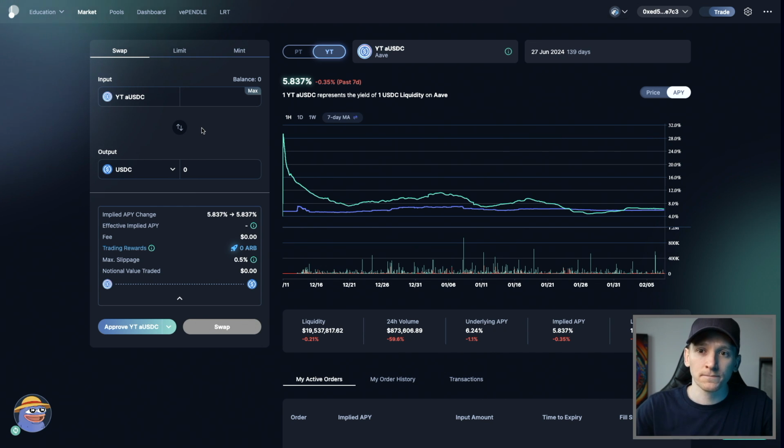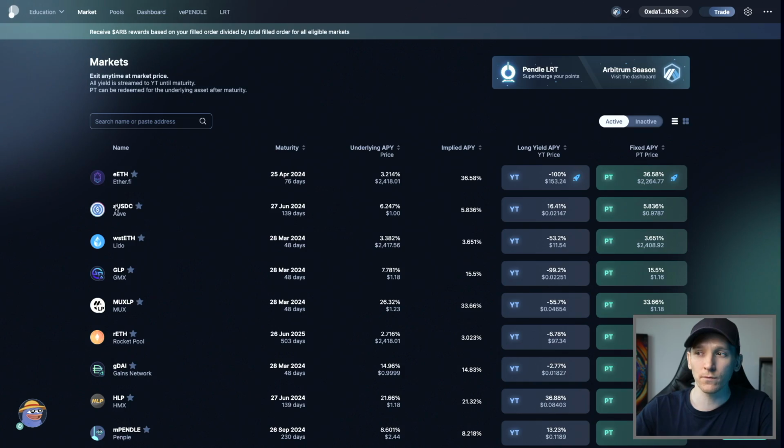If you do want to trade the yield token like this, we can use the calculator on Pendle to show us just how volatile the yield token can be, because you are trading yield here. So what you're looking at is, for a 1% move in the implied APY, the yield token can move in price quite significantly. So we're going to go for USDC here again. We know that the yield token is trading with an implied yield of 5.8. And currently the yield in the market right now is 6.2. So it's trading underneath that.